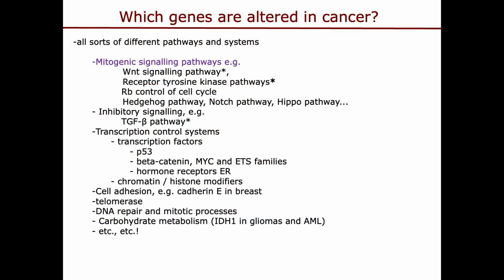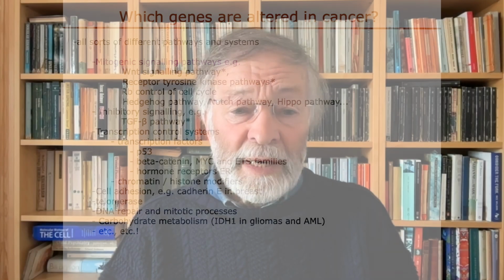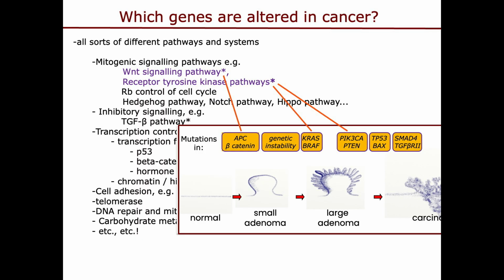Starting at the top of our list, we have the mitogenic signaling pathways, and these are mutated in the model of colon cancer that we discussed in previous video. So, for example, we have the Wnt signaling pathway, the receptor tyrosine kinase pathways, both of which are represented as mutations that commonly occur in colon cancer.